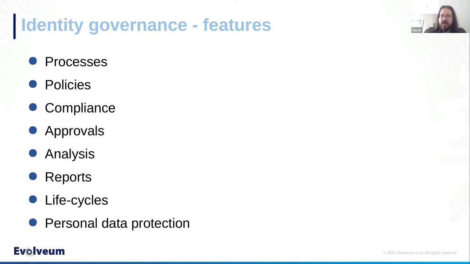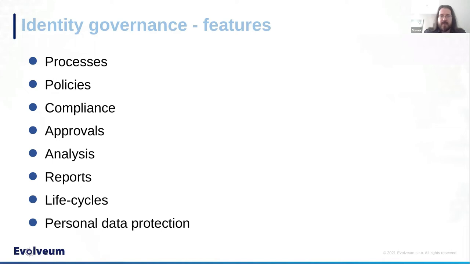Then the policies, which I already mentioned, to be able to maintain some state in your system and check if some states are always true. Then you might want to verify compliance, which is also related to processes and policies, to make sure that you are compliant with some regulation, for example, and identity governance features will help you to do that. You can have some approval workflows, which is also very handy.